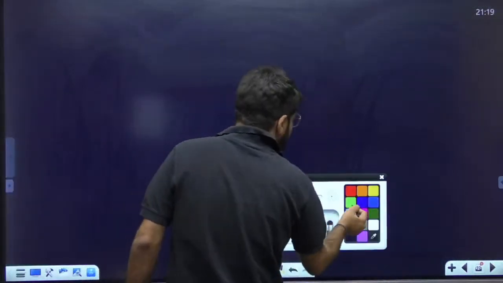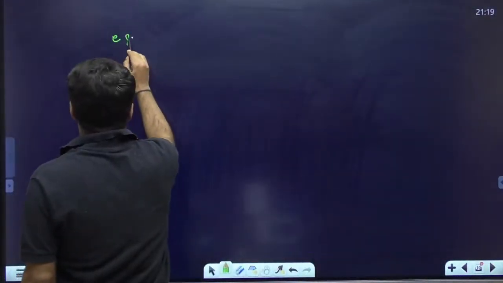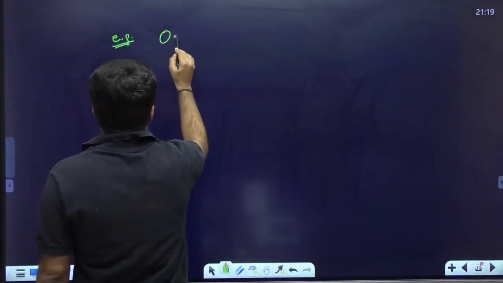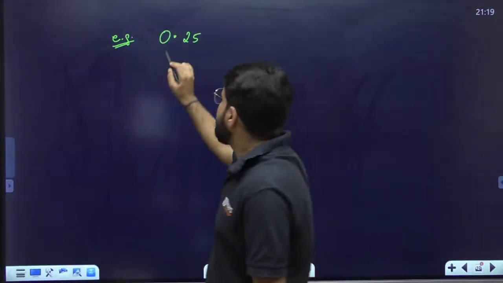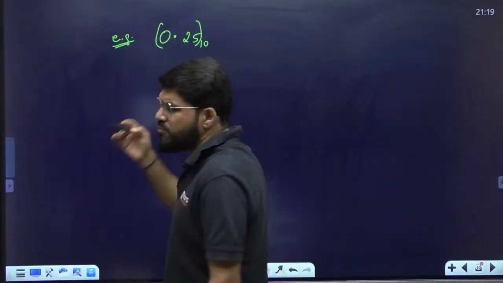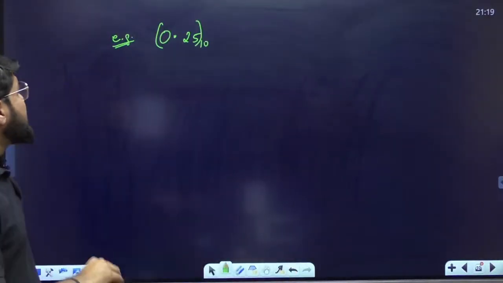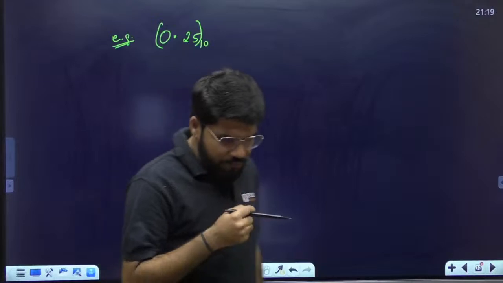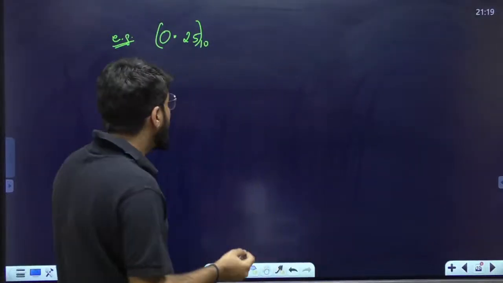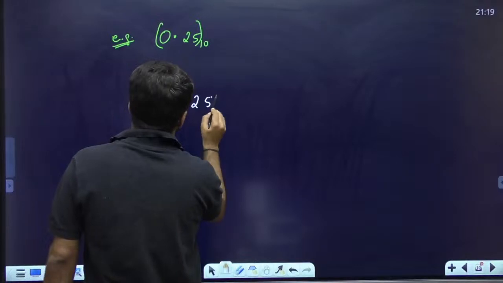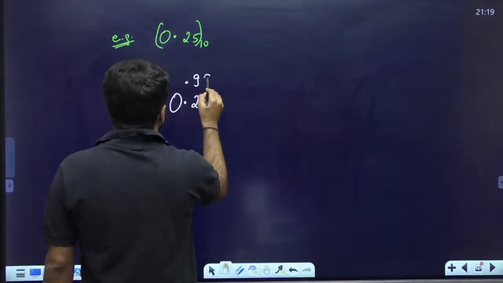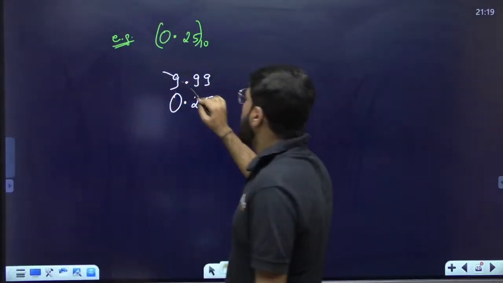Suppose the number is 0.25, again decimal only. First let's apply this on decimal, then we'll jump to binary. 0.25 is a decimal number. Now what do you do? Do you subtract from 9.99? No.